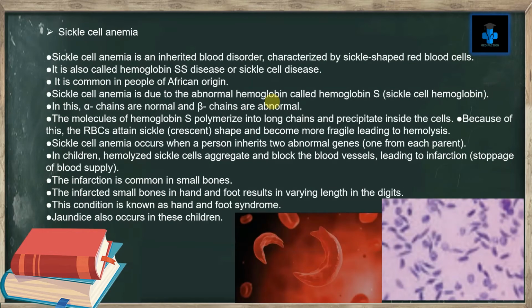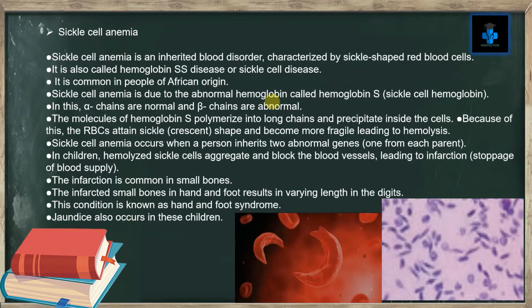Sickle cell anemia. Sickle cell anemia is an inherited blood disorder characterized by sickle-shaped red blood cells. It is also called hemoglobin SS disease or sickle cell disease. It is common in people of African origin. Sickle cell anemia is due to abnormal hemoglobin called hemoglobin S, otherwise sickle cell hemoglobin. In this, alpha chains are normal and beta chains are abnormal.